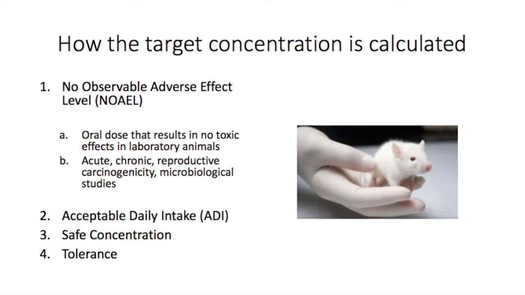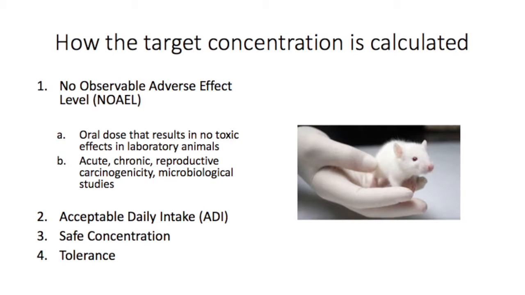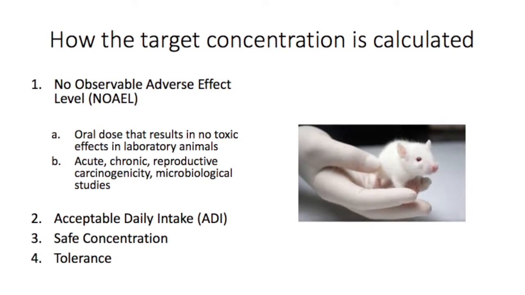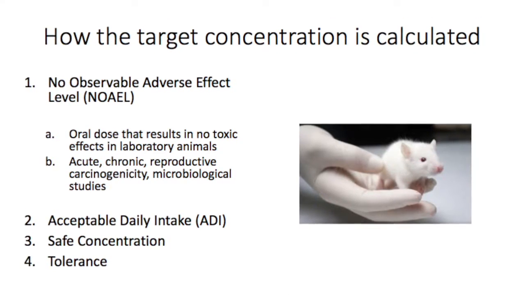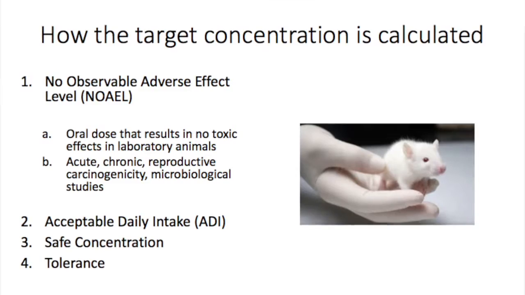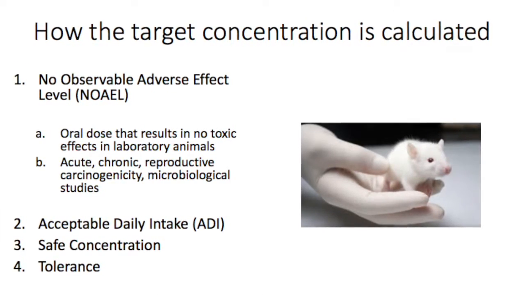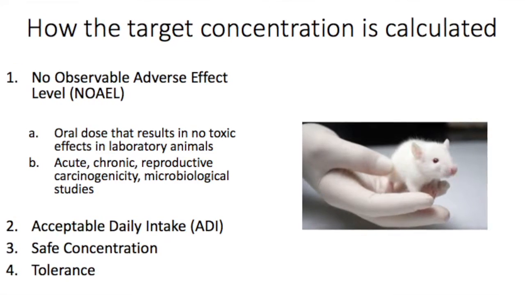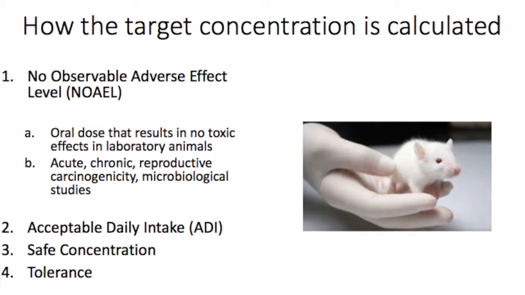Let's first focus on what determines the value of the tolerance, or MRL. First, we need to know what is the no observable adverse effect level, or NOEL, for oral exposure. The NOEL is defined as the oral dose of a drug that results in no toxic effects in laboratory animals as measured in various experimental studies ranging from acute to chronic, as well as studies to specifically test carcinogenicity, reproductive, and microbiological effects.